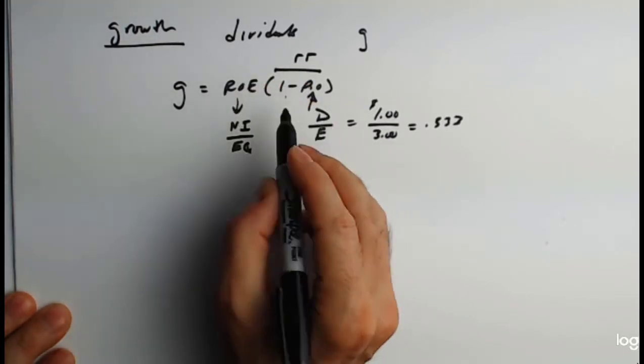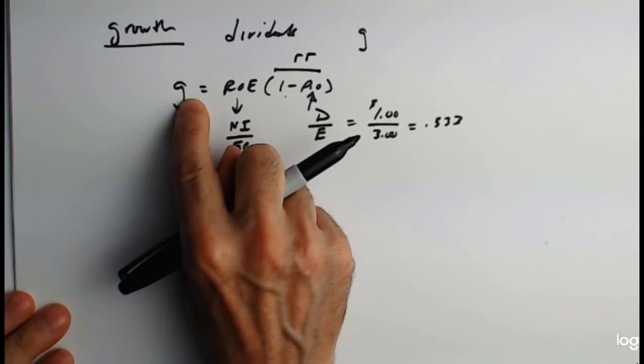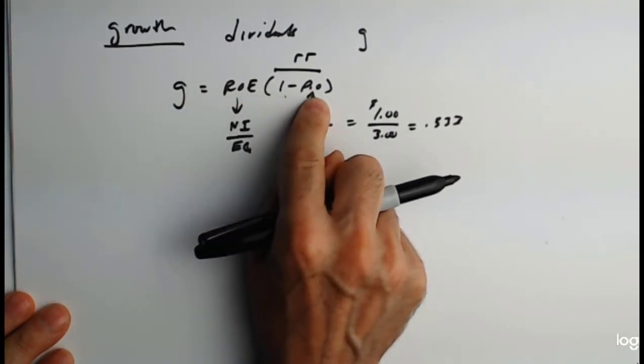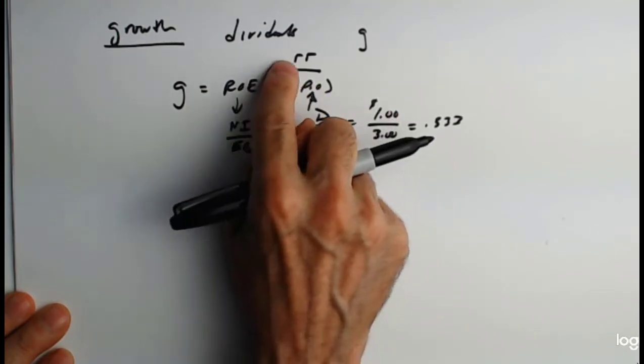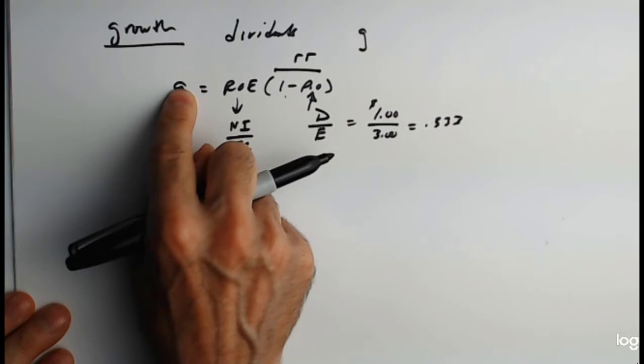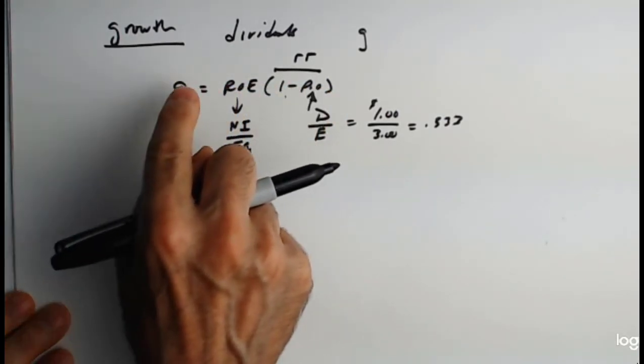But now look what happens. What happens if your profitability is zero? Growth rate is zero. What happens if you pay out 100% of your earnings as a dividend? So you earn $3, you pay $3, you don't retain anything. Well, if you don't retain anything, you don't have any growth. You need retention and you need profitability to get growth.